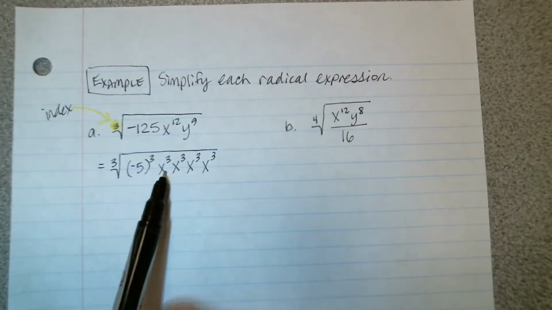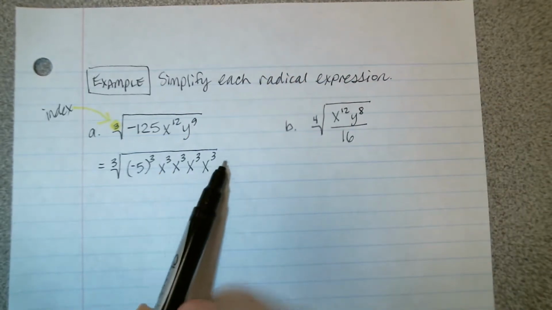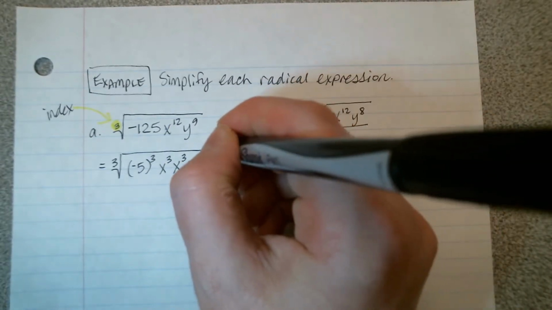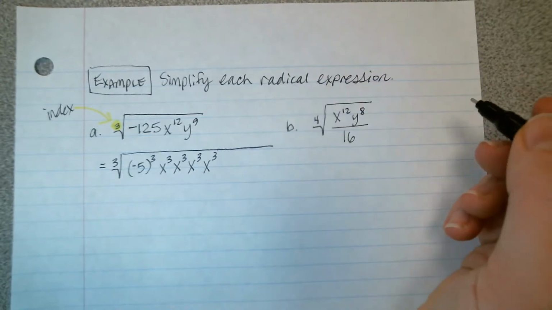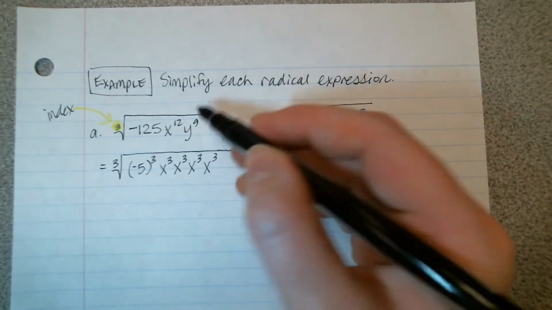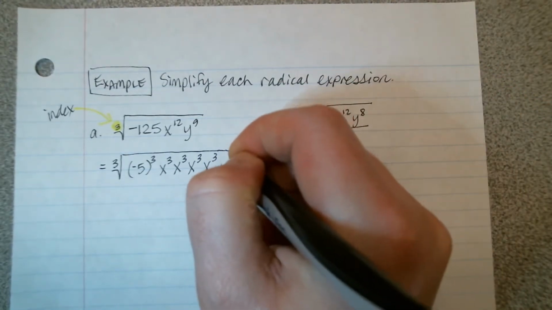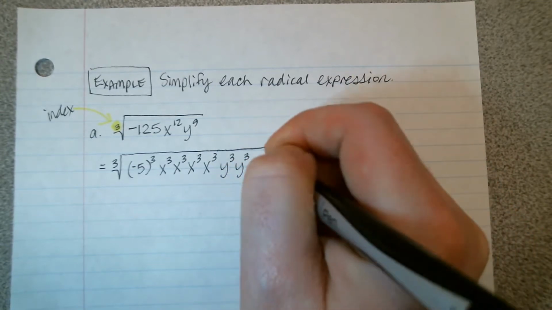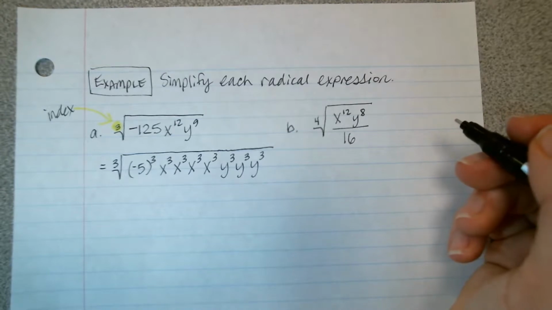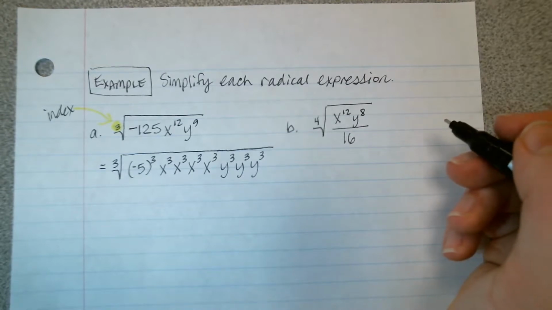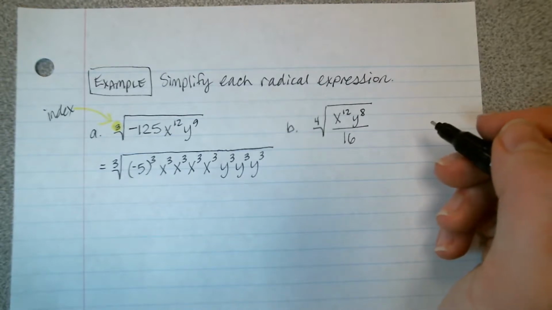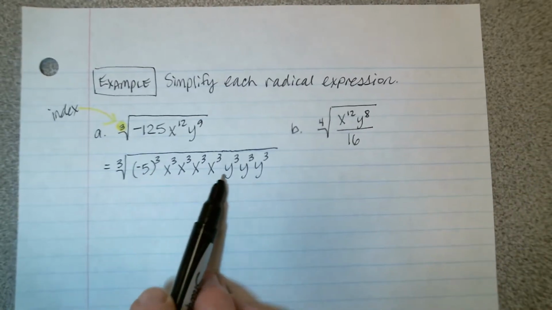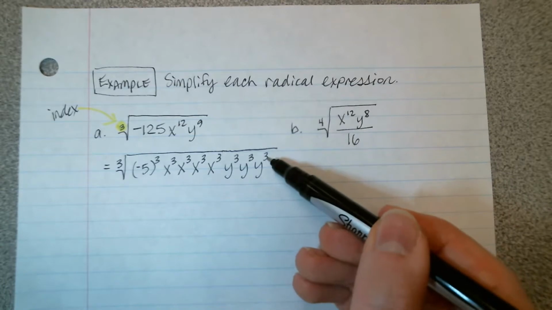Right? And if you use properties of exponents, you could combine all these factors together to get x to the 12th. Looks like I need to extend my radical a little bit further. y to the 9th is y cubed times y cubed times y cubed. So you can see here that actually everything factors into a perfect cube.